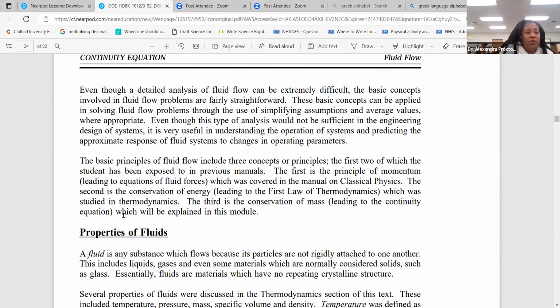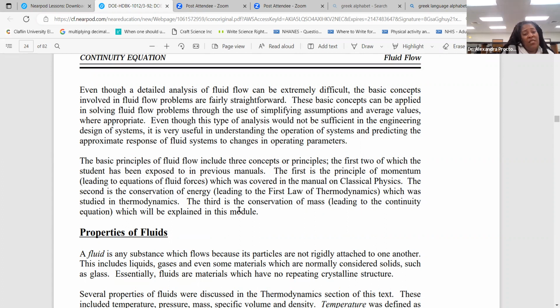So even though a detailed analysis of fluid flow can be extremely difficult, the basic concepts involved in fluid flow problems are fairly straightforward. These basic concepts can be applied in solving fluid flow problems through the use of simplifying assumptions and average values where appropriate. Even though this type of analysis would not be sufficient in the engineering design of systems, it is very useful to understanding the operation of systems and predicting the approximate response of fluid systems to changes in operating parameters.